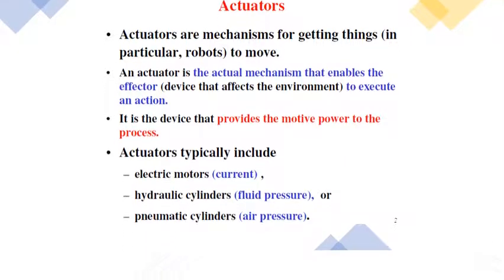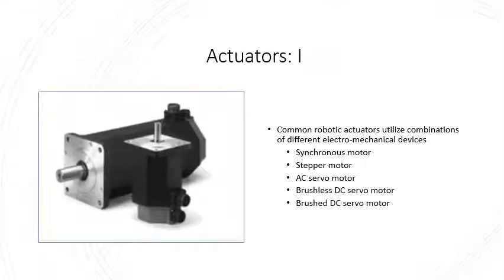Common robotic actuators utilize a combination of different electromechanical devices. So what are the electromechanical devices? They are synchronous motor, stepper motor, AC servo motor, brushless DC servo motor, and brushed DC servo motor.